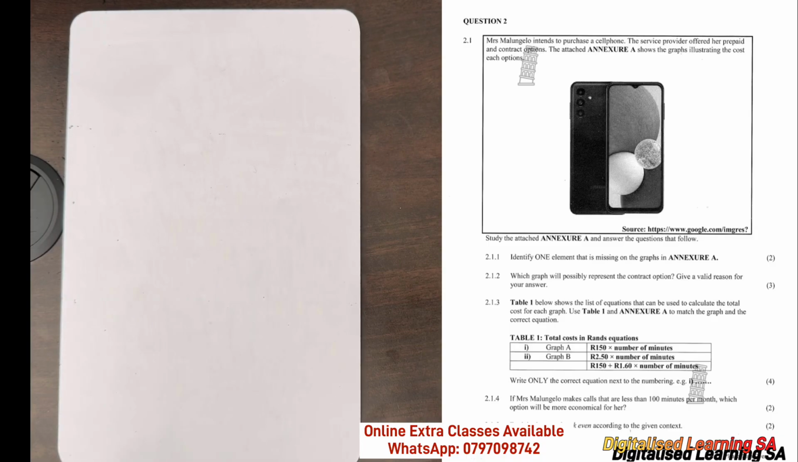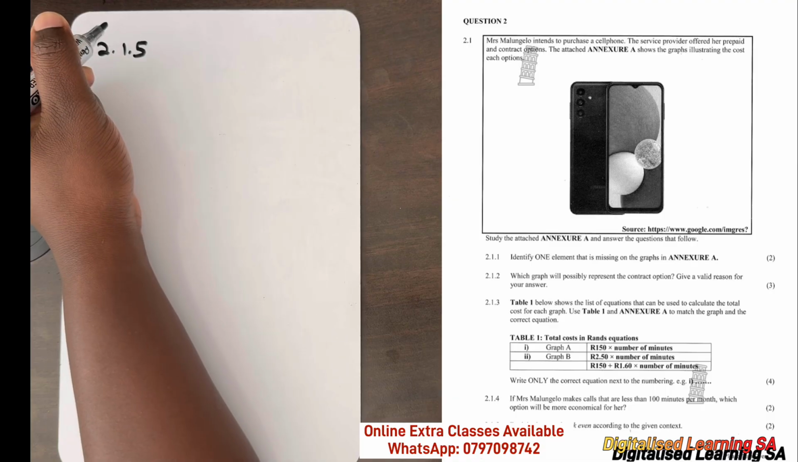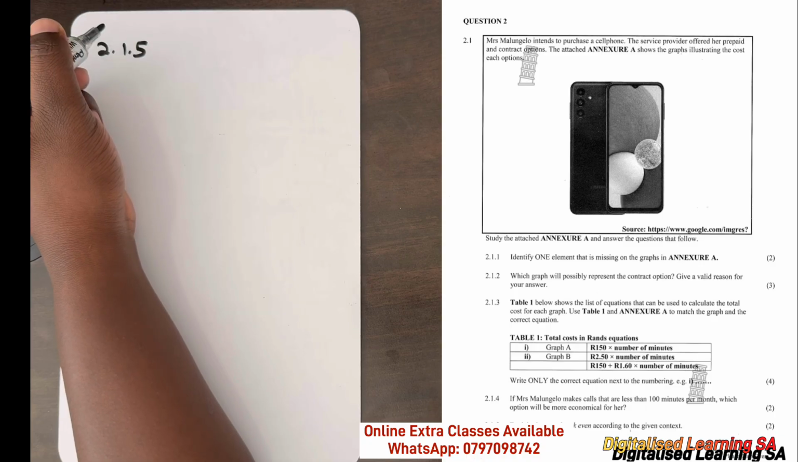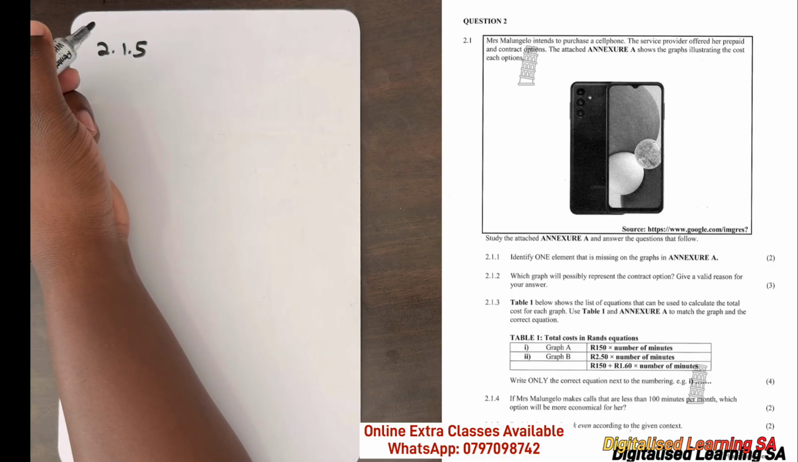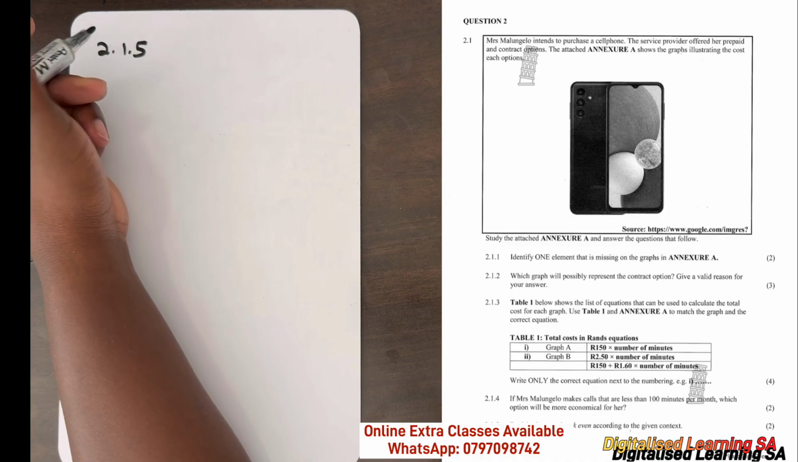So we will answer question 2.1.5. Question 2.1.5 says, explain the term break even according to the given context. In this context, break even is when the contract option and the prepaid option have the same total cost for the same number of talk time minutes. This means that either option will have the same cost.